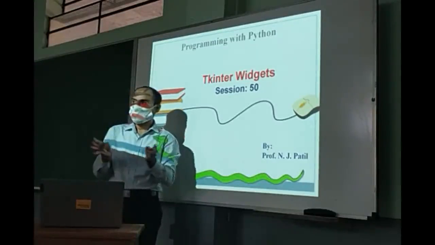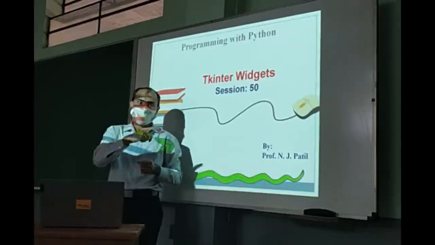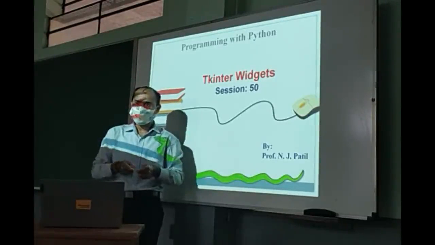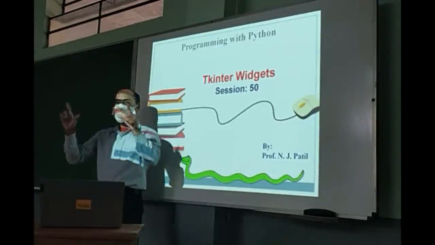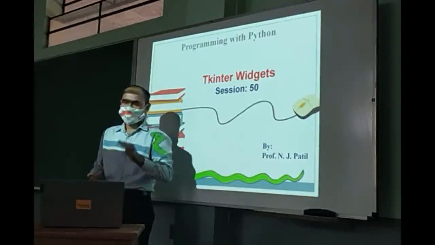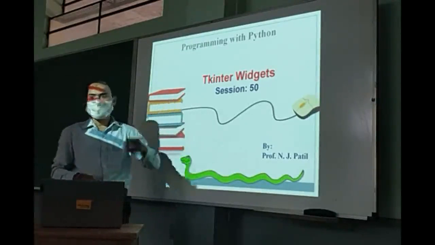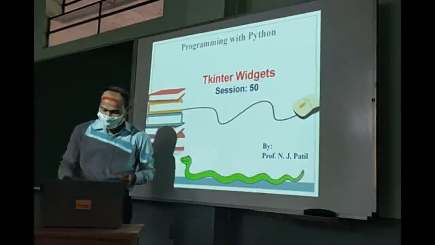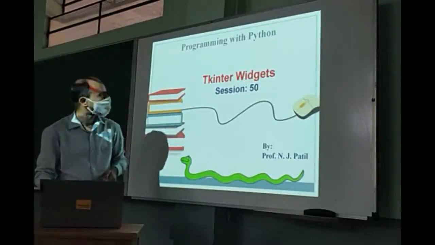We have seen certain methods which are used to display objects, like a rectangle, a line, or a circle. These objects can be displayed on the canvas by using different methods provided by the canvas class. In today's session, we will continue our discussion of tkinter widgets, and we will study some more widgets. Okay, let's start.